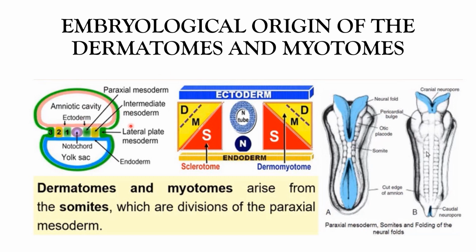Again, the intraembryonic mesoderm is divided into three parts: the paraxial mesoderm, the intermediate mesoderm, and the lateral plate mesoderm. The paraxial mesoderm will divide into somites. Each somite is divided into a sclerotome and a dermomyotome, and the dermomyotome will further divide into a dermatome and a myotome. So we say that dermatomes and myotomes arise from the somites, which are divisions of the paraxial mesoderm.